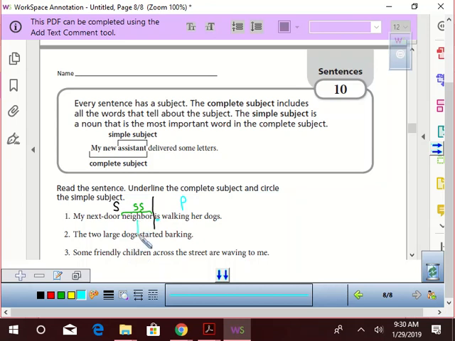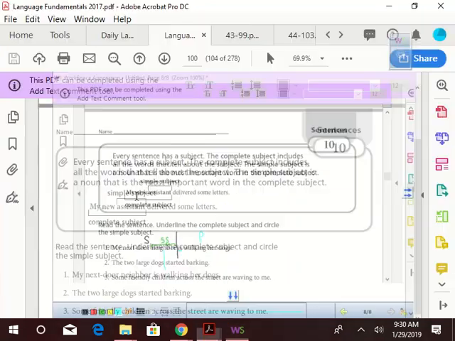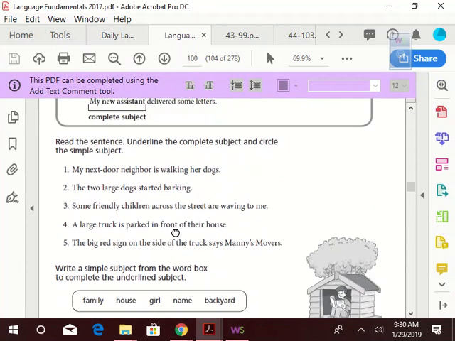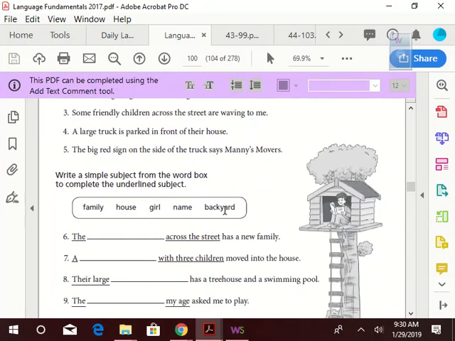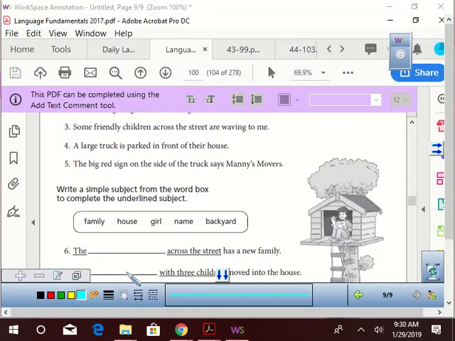Yeah. Right. I think you guys have this. So, you're looking for the simple subject, right? I would be impressed if you just break the whole sentence down as far as you can. Right, Keith? I'll do the last one with you one more time. I'll do one more. Ready? The big red sign on the side of the truck says, Manny's Movers.